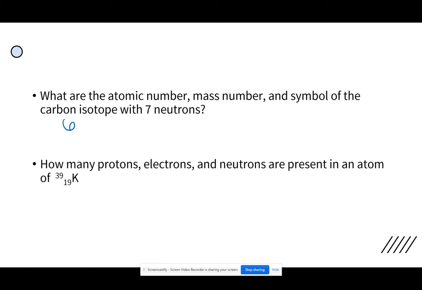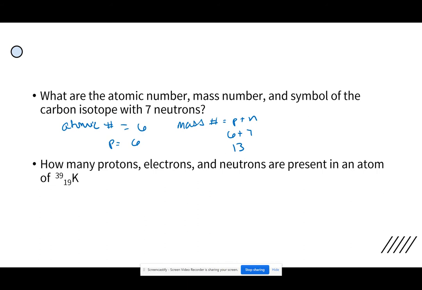So, I guess I should write that out. The atomic number is 6. The mass number would be protons plus neutrons. So if the atomic number is 6, that means protons are 6. And then the problem tells me that I have 7 neutrons, so the mass number would be 13.